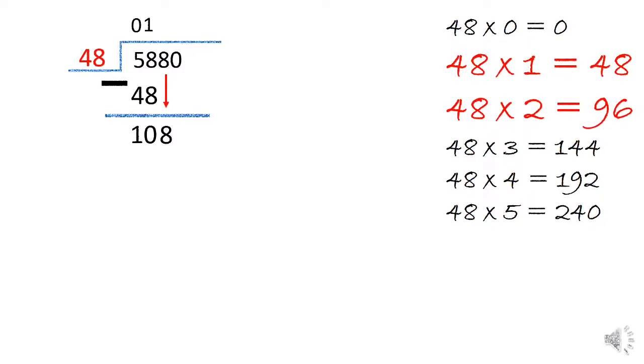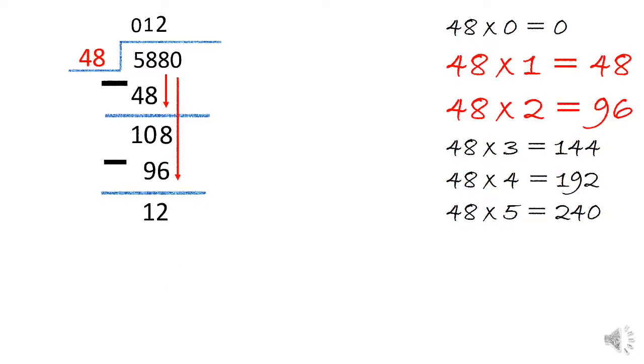Again look at the table of 48 and find the number which is equal to 108 or less than or near to 108. So 48 2s are 96. If we take 48 3s are 144, it is greater than 108. So we will take the number before that. So 48 2s are 96. 48 is the divisor. 2 we will write at the top and 96 down. Then the next step is subtraction. Now 8 minus 6 is 2 and 10 minus 9 is 1.